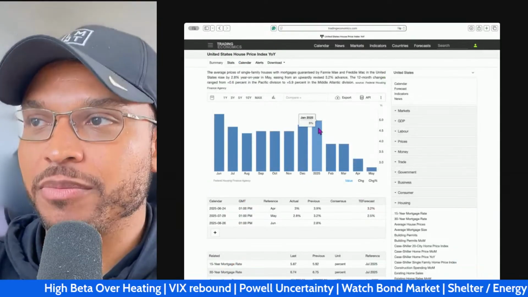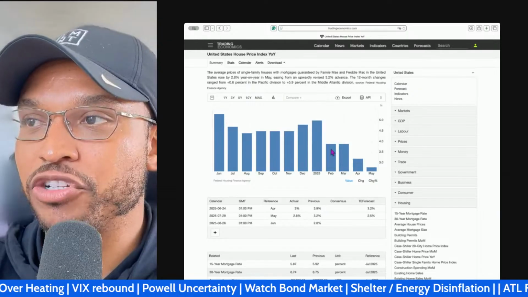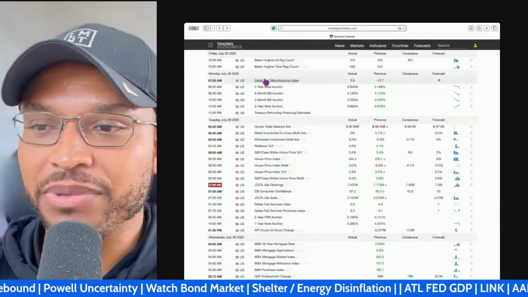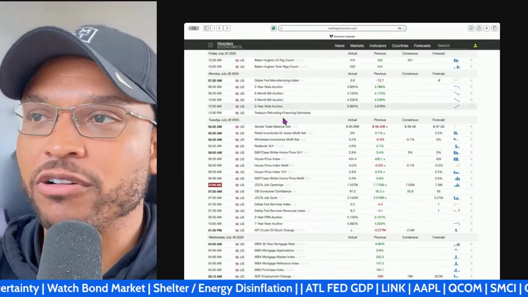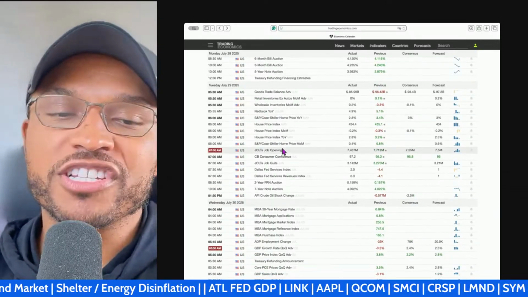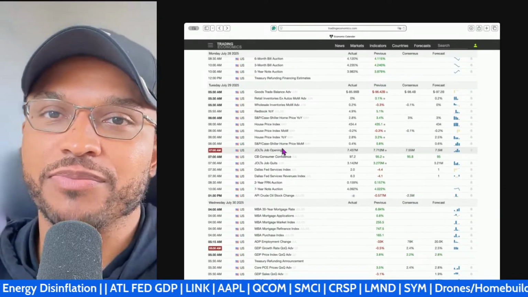This is the momentum of housing prices. That thing has collapsed to 2.8. Inflation is done. Stop listening. Don't believe people still calling for inflation, tariffs. They're so stuck in their stupid politics. It's ridiculous, bro. Get out of your politics.